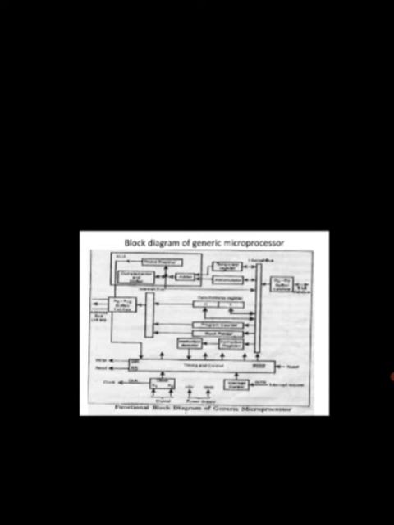The first is the arithmetic and logic unit. Here at the top left side of this diagram there is the arithmetic and logic unit block. This block is an 8-bit unit where arithmetic and logical operations are performed, such as addition, subtraction, multiplication, division, and logical operations like OR, AND, NAND, NOR, XOR, XNOR. All these operations are carried out in this ALU block.